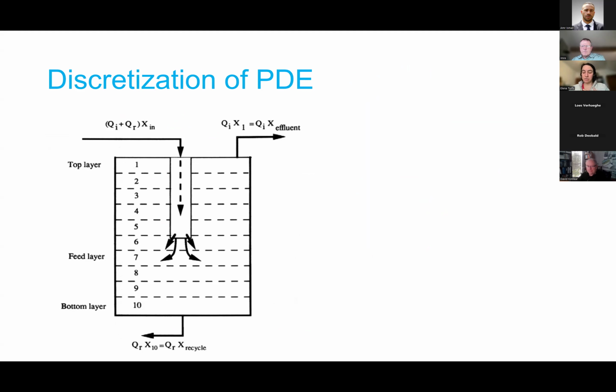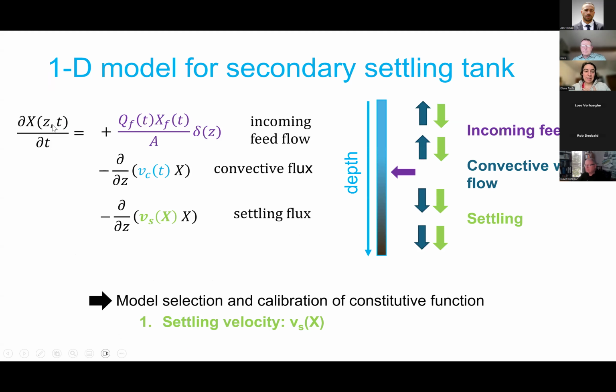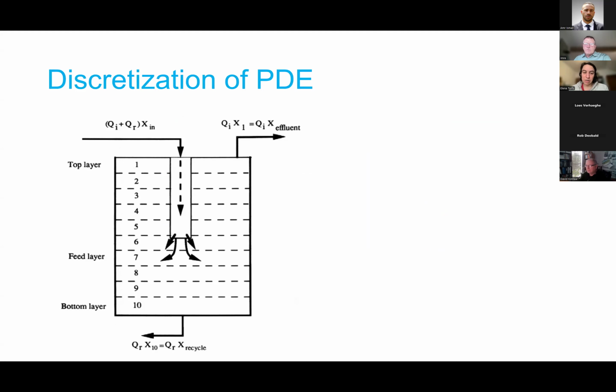We discretize our PDE so that each layer is described by a simple ordinary differential equation. So we get rid of the depth variable in the partial differential equation, and we make ordinary differential equations for each of the layers that describe just how the solid concentration in that layer changes with time.